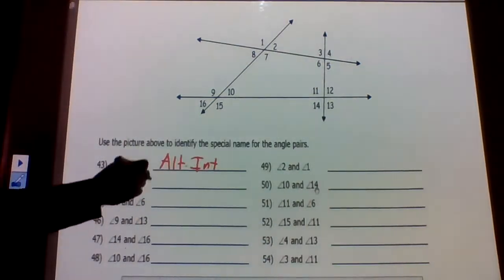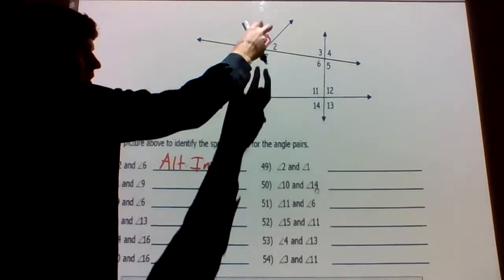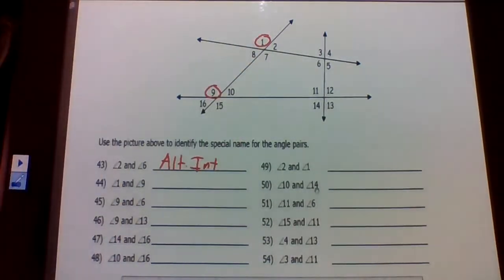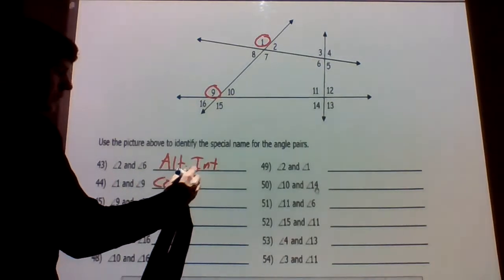Next pair is 1 and 9. These are corresponding. They're in the same corresponding location. If you pick this up and put it on top of the other one, 9 is going to be on top of 1. They're in the corresponding location, so they're corresponding angles.